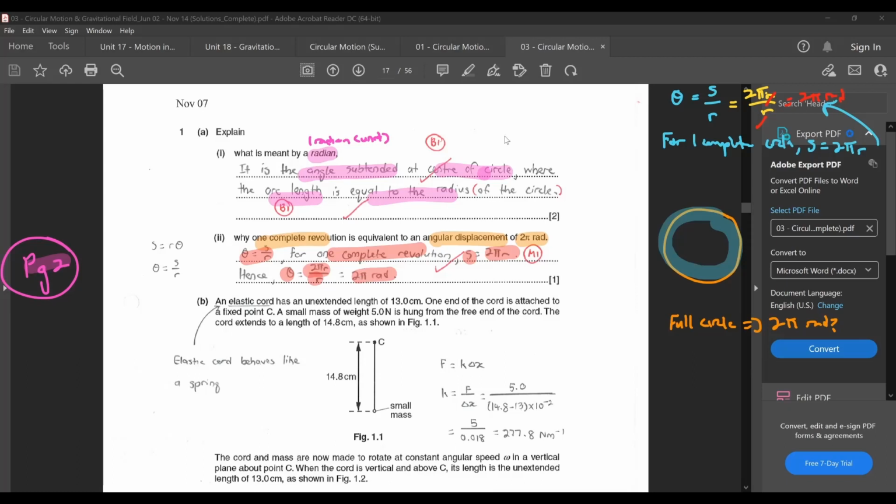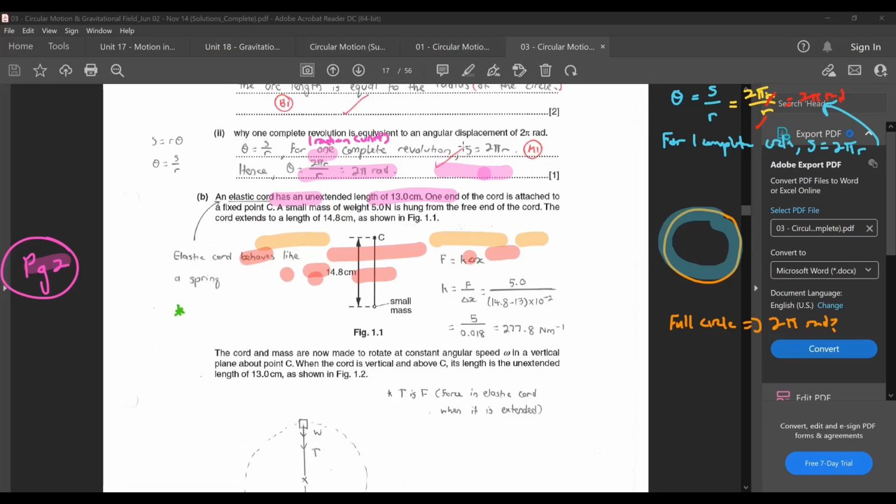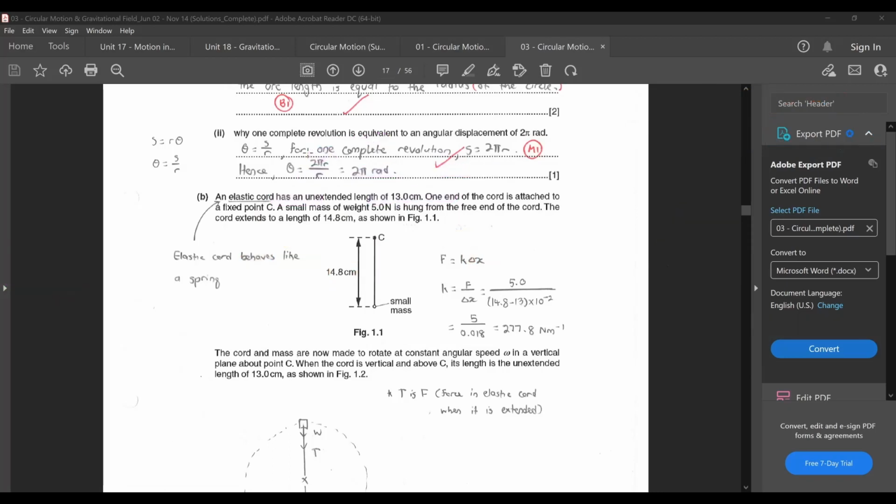Now B is the difficult one. Usually for standalone circular motion questions, they are not as complicated as this. This is the rare exception. Most of the time in your circular motion questions, they are pretty straightforward. It's only this one that is a bit complicated. All right, so let's have a look at this.